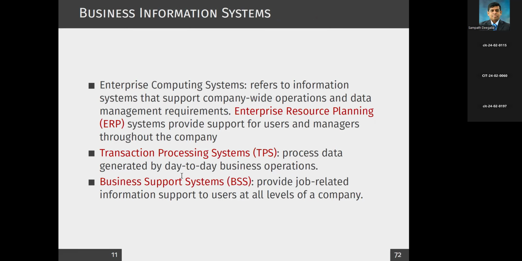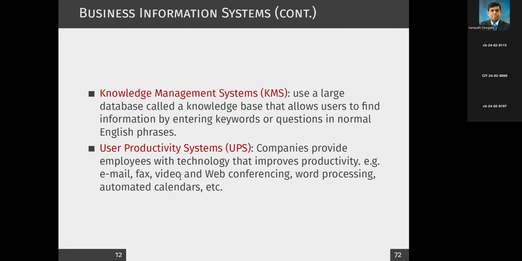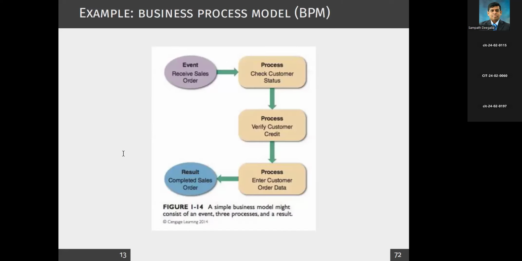To summarize, what we have discussed is different types of information systems. We started with the handling entire organization, ERP, TPS, BSS, and KMS, and UPS. So these are different types of software systems that you will notice in any business.